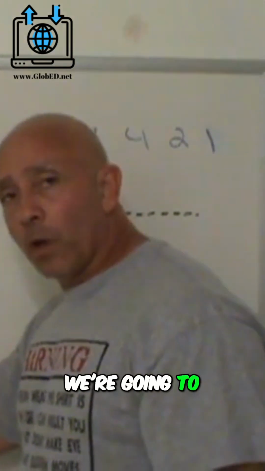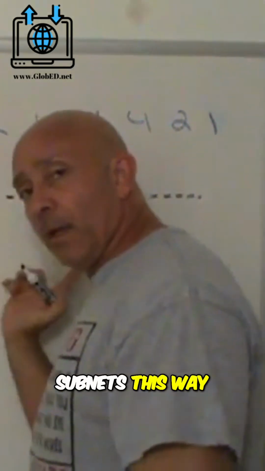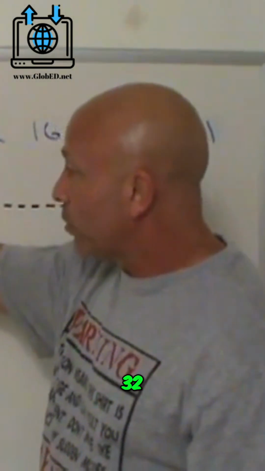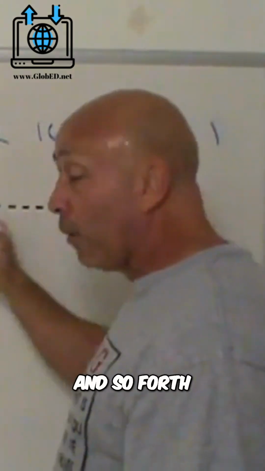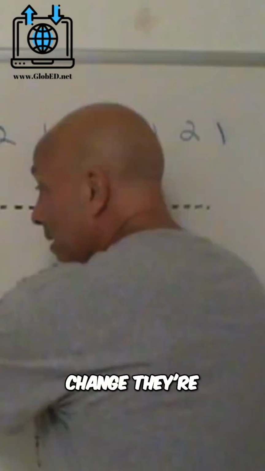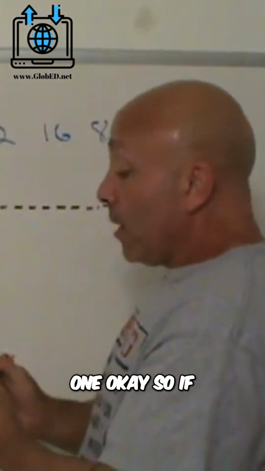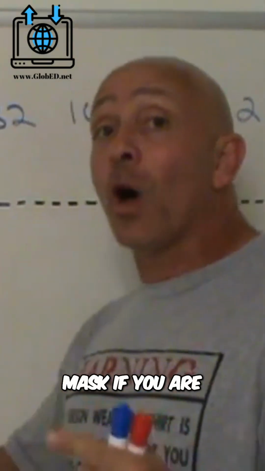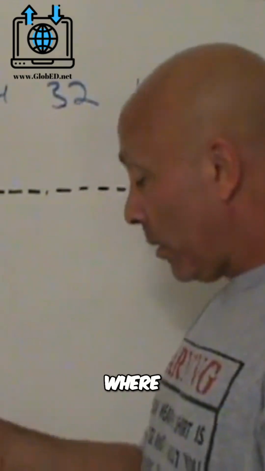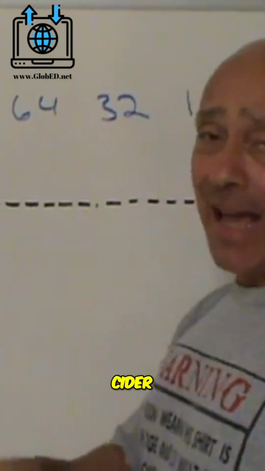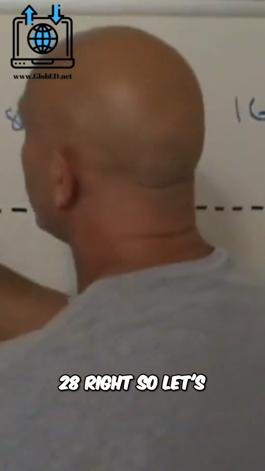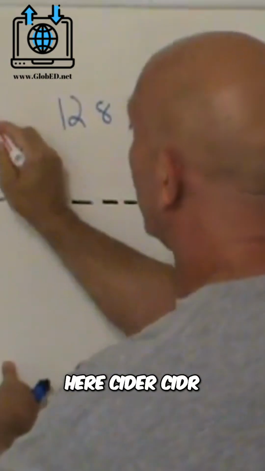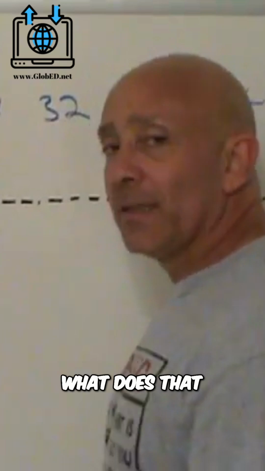the bottom, we're going to go ahead and count for subnets this way and hosts the other way. So it's 128, 64, 32, 16, 8, 4, 2, 1, and so forth. It doesn't change. They're the same in each one. So if you were given a mask where somebody was asking a question about a CIDR 28, let's put a CIDR 28 right here.